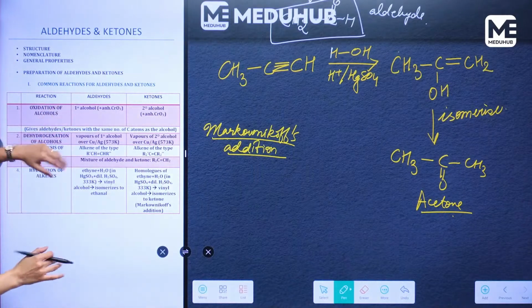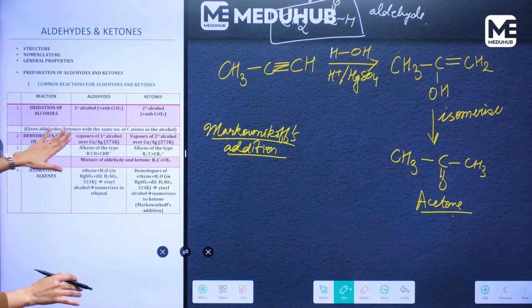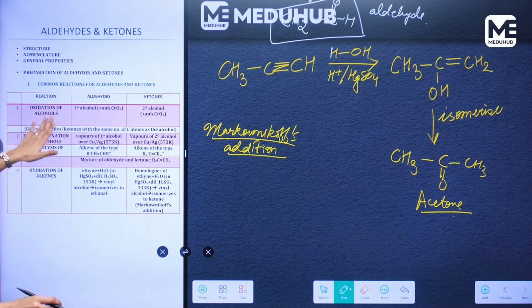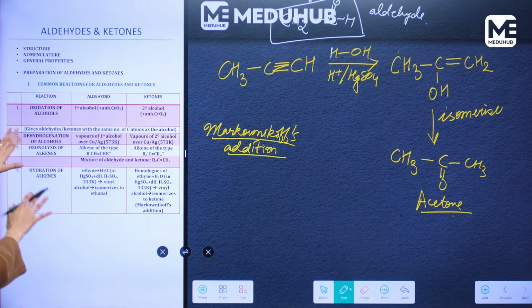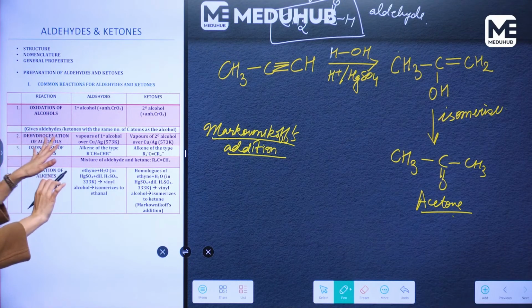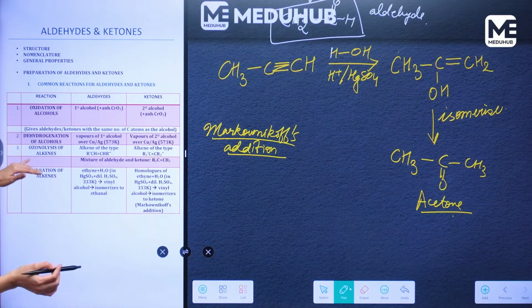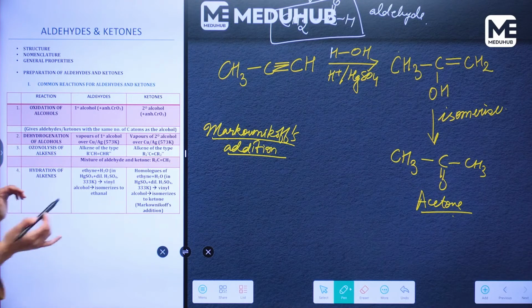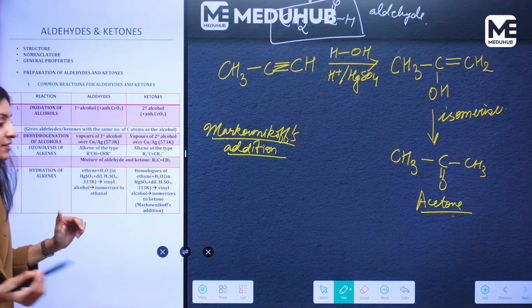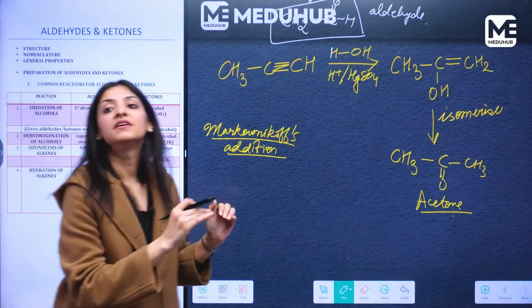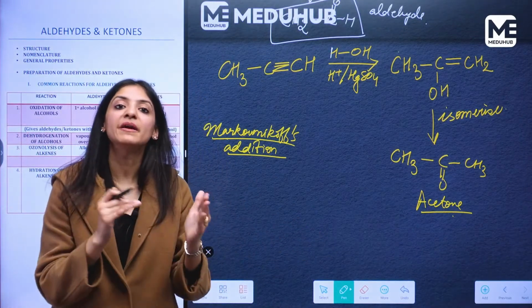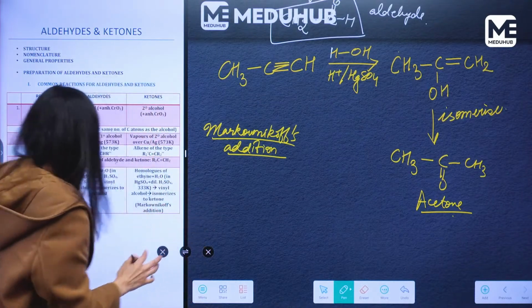So there are in all 4 common reactions. One is oxidation of alcohols using CrO3. Then we have dehydrogenation of alcohols using copper. Then we have ozonolysis of alkenes, and we have hydration of alkynes. So all of these methods give us either aldehydes or ketones depending on the method that we have used.